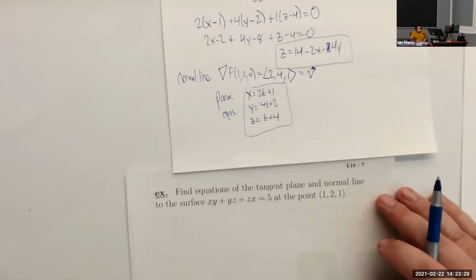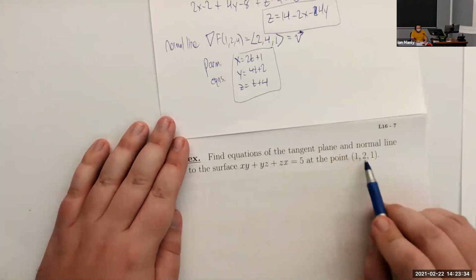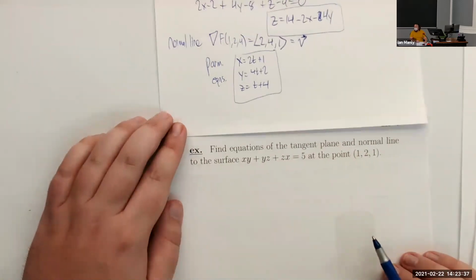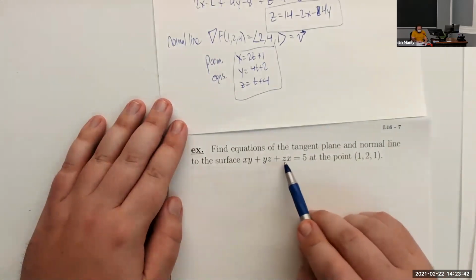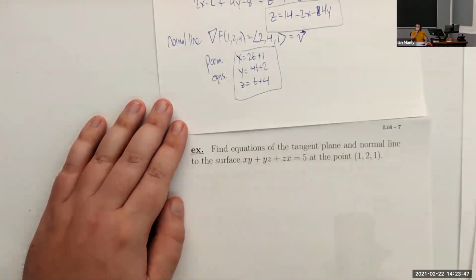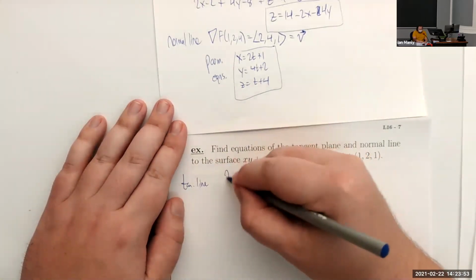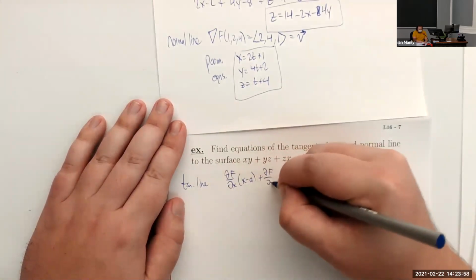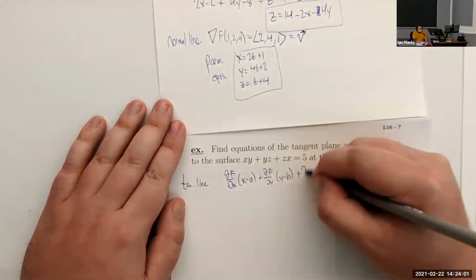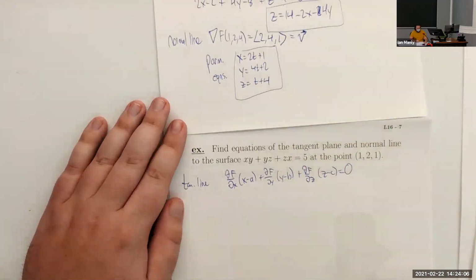Okay, so let's do something else. Let's find equations of the tangent plane and the normal line to this surface at the point 1, 2, 1. So we're doing the same thing, just with a different surface right here. Now in this one, I guess you can maybe solve this for z, but it's a little bit more mixed in than the previous one is. So let's try using our new formula for the tangent plane. So we have partial f, partial x, x minus a, and then the same for all of the other variables. All that's going to be 0.